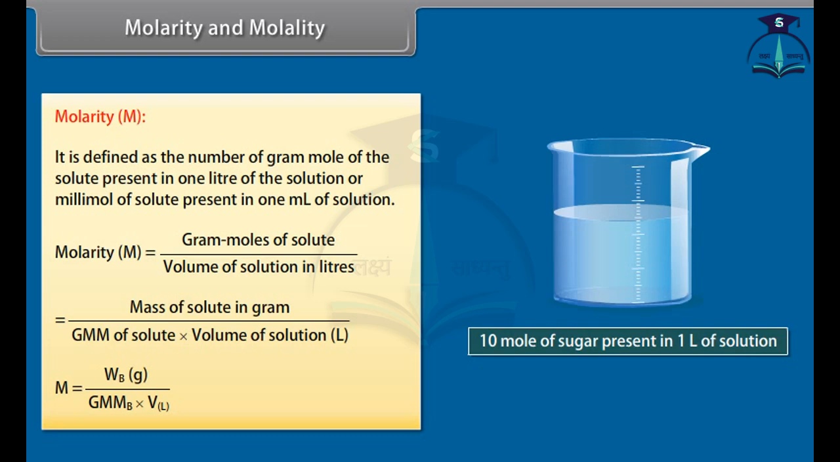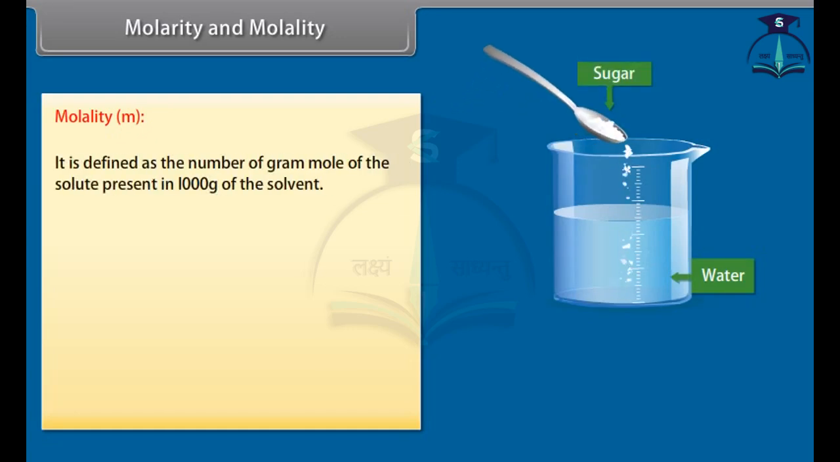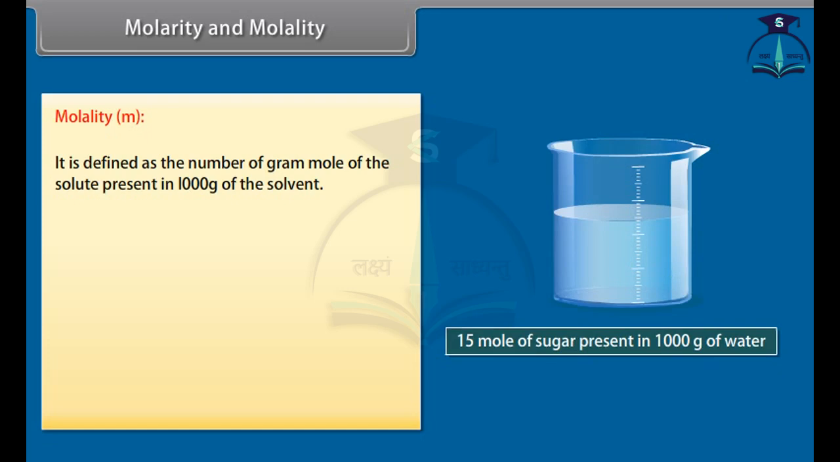A solution having molarity 1 is called molar solution. Molality. It is defined as the number of gram mole of the solute present in 1000 gram of the solvent. It is represented by small m.